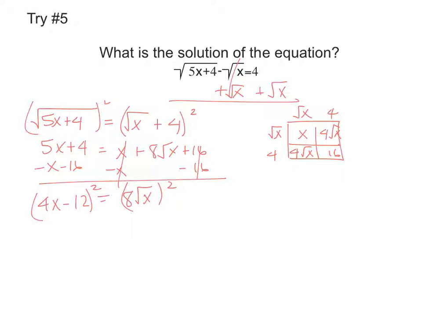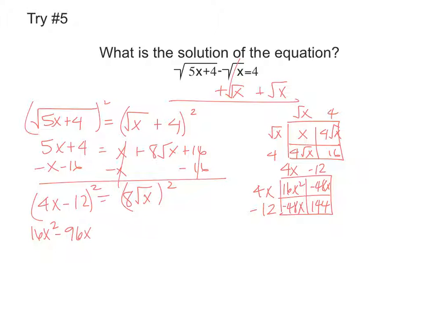So on the right-hand side, well, let's do the left-hand side first. That's 4x and negative 12, 4x and negative 12. So that's going to be 16x squared, negative 48x, negative 48x, and then this is 144. So this will be 16x squared minus 96x plus 144 equal to, remember here you're going to split and distribute, so that's going to be 8 squared is 64, and then x. Okay, finally I'm going to subtract 64x on both sides.